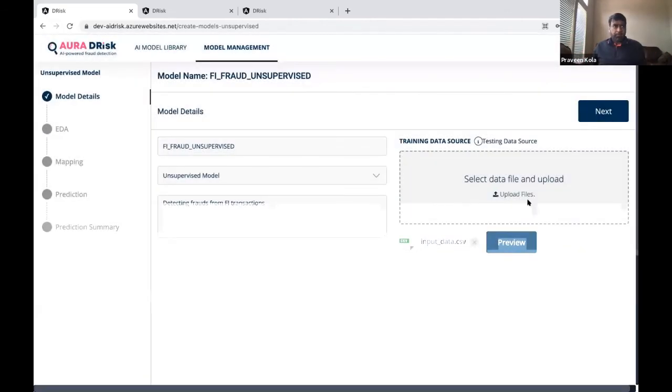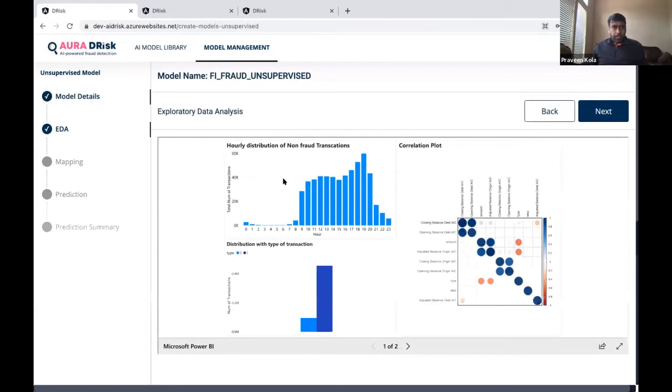The moment we load the data, the system is smart enough to do the EDA right away, which is the exploratory data analysis. And of course, there is a data mapping exercise also. We will show you that in a minute. Based on the mapping, the system will understand what are the important features and what are the various timelines, like if it is time series data and so forth. It puts out a simple data analysis.